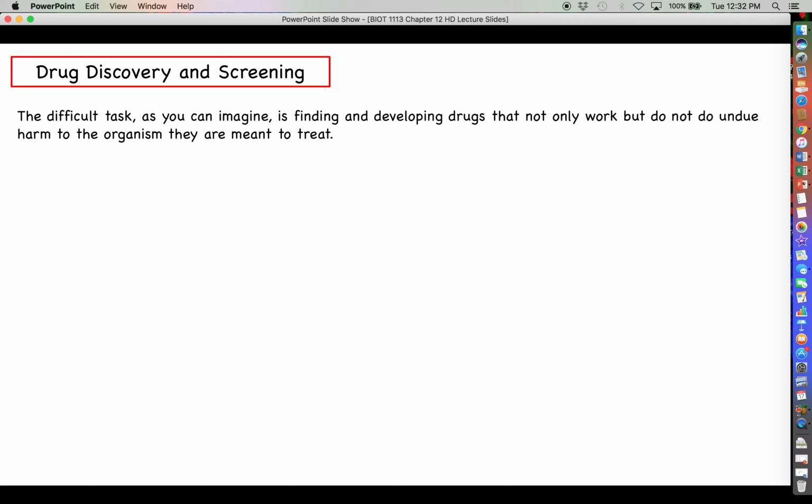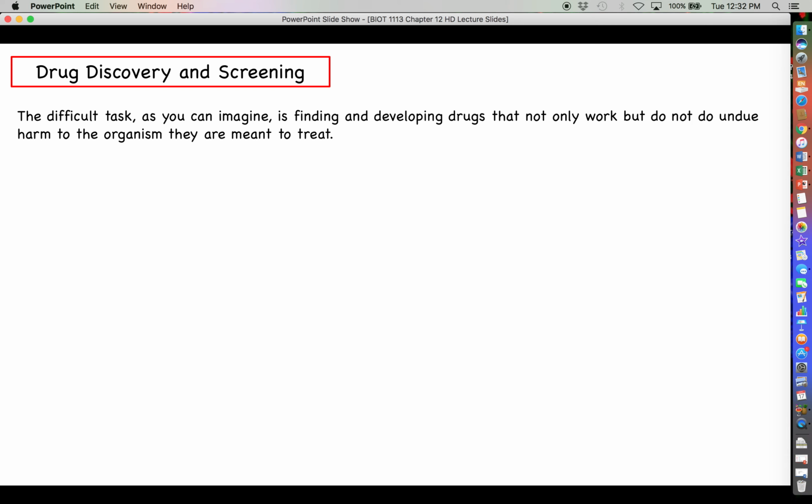But when we're talking about developing drugs, you can imagine that it's going to be kind of a difficult task. Not only do we have to find and develop drugs that work, but we need to make sure that they're not harmful. So, for example, if you're infected with bacteria, you can kill those bacteria with bleach, but obviously you don't want to drink bleach, because that's not only going to kill the bacteria, but it's also going to kill you, right? So this is the challenge with developing drugs.